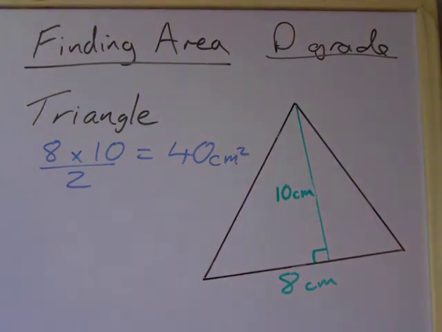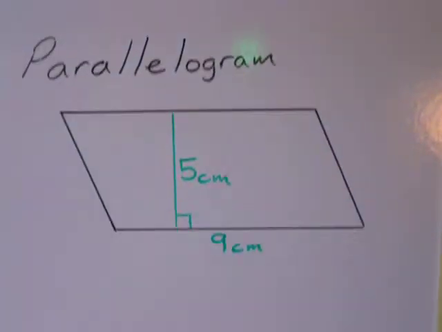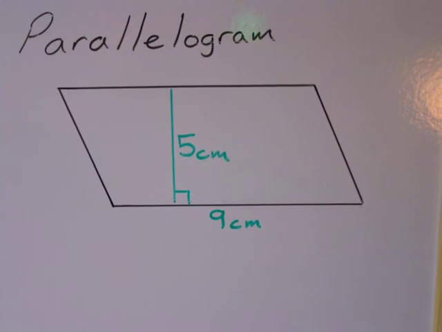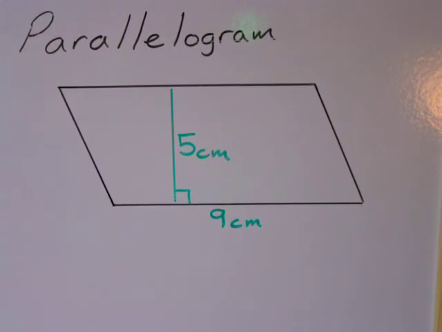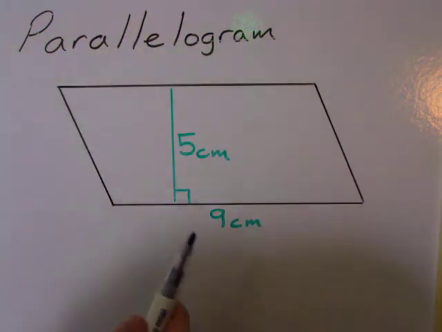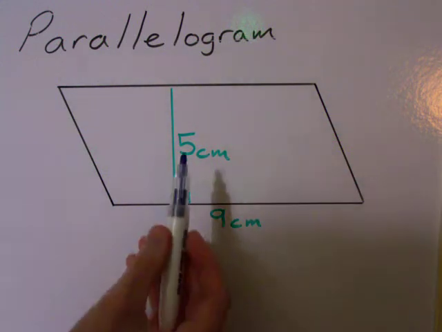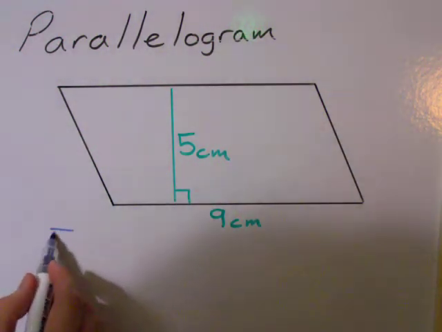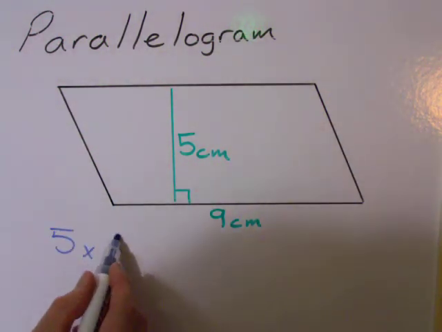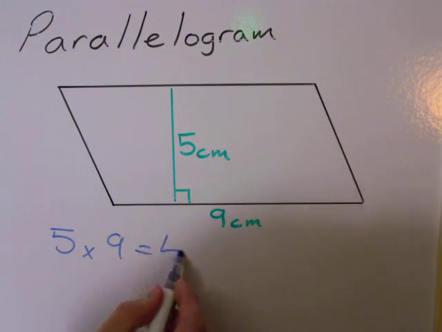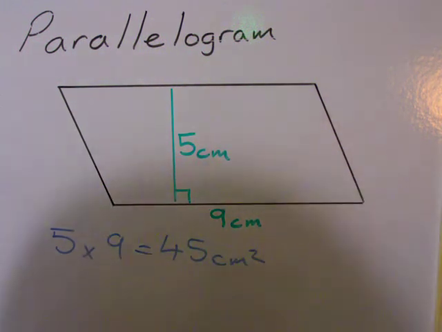Right then, parallelogram. I scroll down slightly. Good, might just zoom out a bit. Super. Right, parallelogram. Absolute key to this is you find the perpendicular height of the parallelogram. Okay, the answer is actually just 5 times 9, which equals 45 centimetres squared.